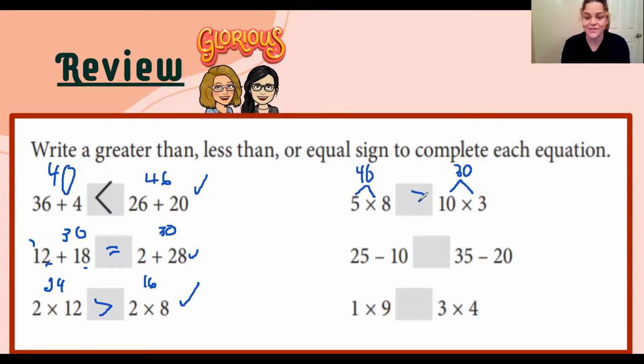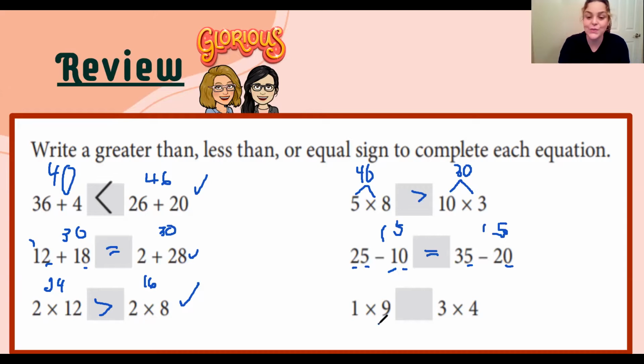Next one, a subtraction one, 25 minus 10 and 35 minus 20. Well, I'm going to start with place value. 5 minus 0 ones is 5 ones. And then 20 minus 10 would be 10. So this is 15 on this side. 35 minus 20, I'm going to start again with my ones place. 5 ones minus 0 ones is 5 ones. That's a 5. And then 30 minus 20, that's 10. Oh, so both sides are the same. So 15 is equivalent to 15.